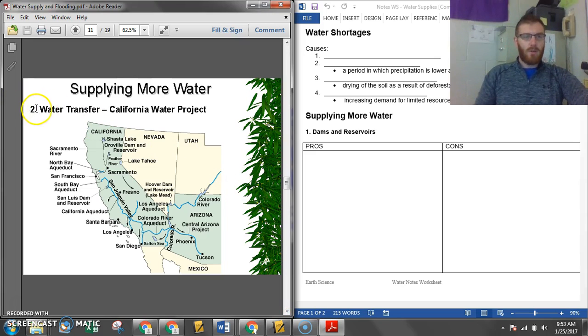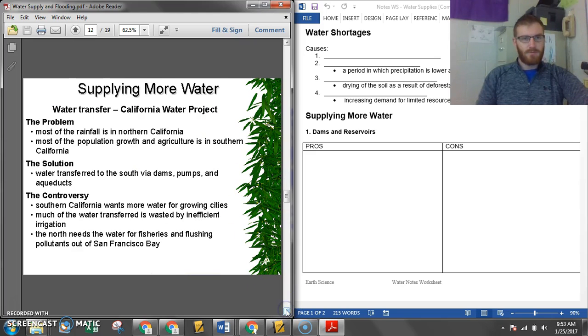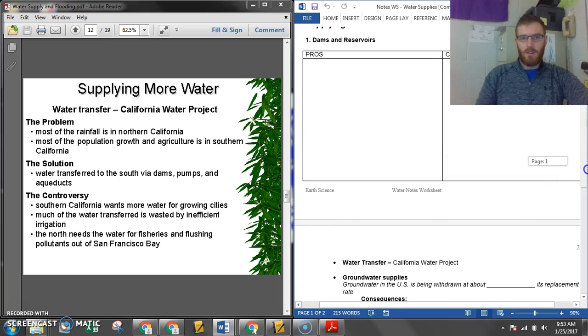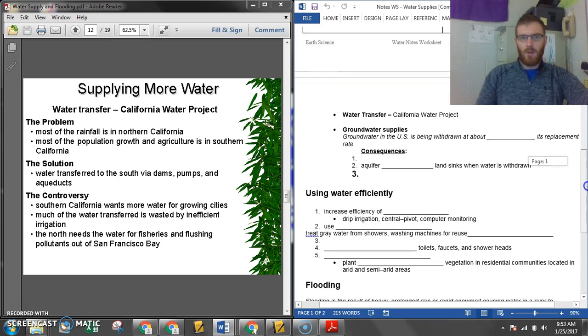So water transfer. You can supply more water. This is the California project. And so here we can see a little bit more. And you can go ahead and write that in here. So the California project, the problem: most of the rainfall is in Northern California, and most of the population growth in agriculture is in Southern California. The solution is water is transferred to the south via dams, pumps, and aqueducts.